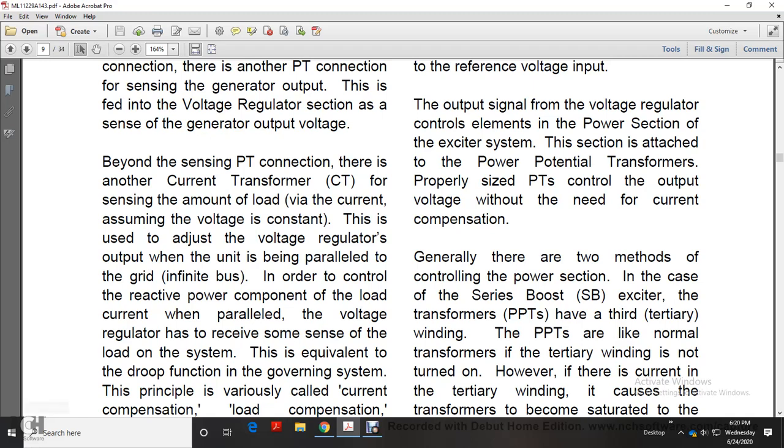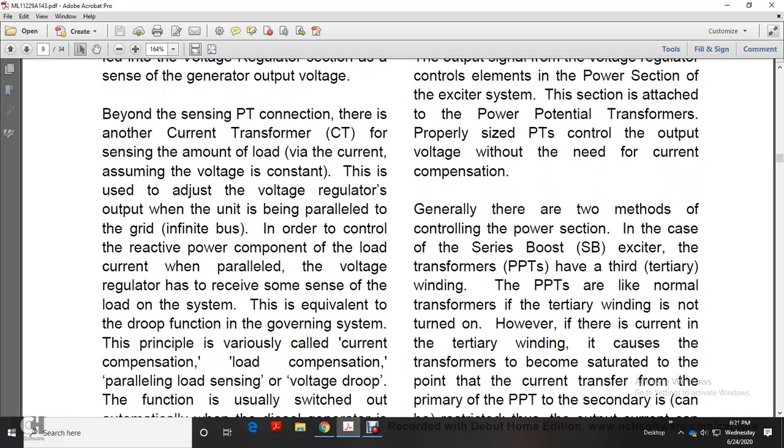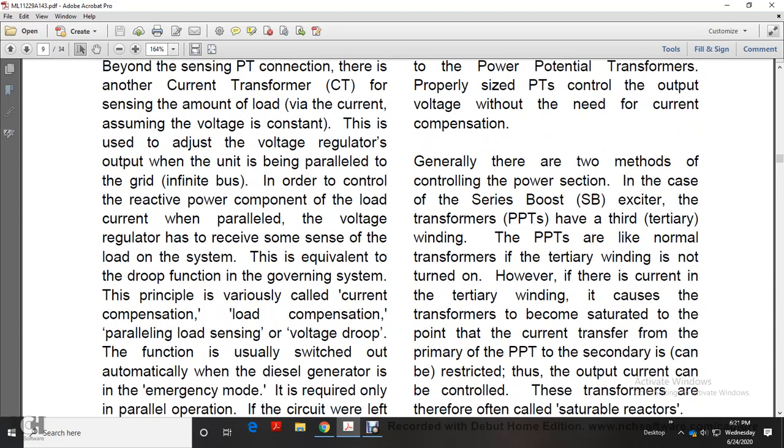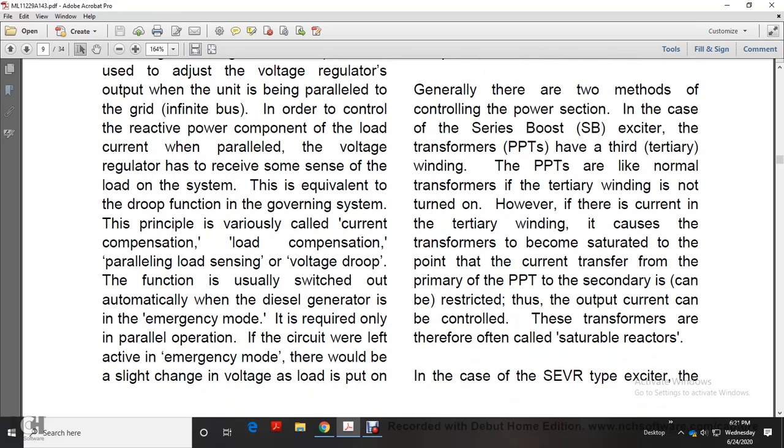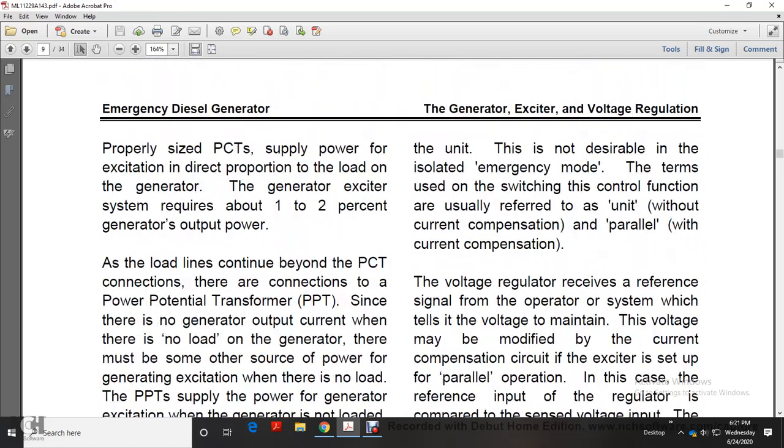If the unit is in parallel, the voltage regulator receives some sense of load on the system, equivalent to the droop function in the governing system. The principle is variously called current compensation, load compensation, parallel load sensing, or voltage droop. This function is usually switched off automatically in the diesel generator's emergency mode, but is required for parallel operation. If the circuit were left in emergency mode, there would be a slight change of voltage as load is put on the unit, which is not desired in the isolated emergency mode. The terms used for switching this control function are usually referred to as unit without current compensation and parallel with current compensation.